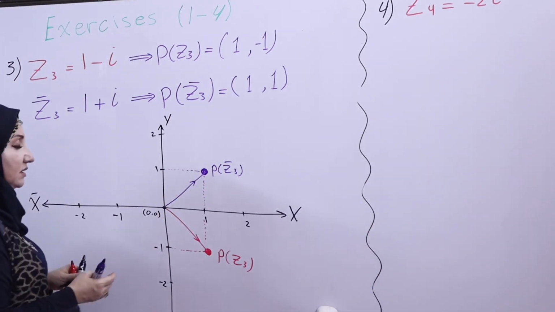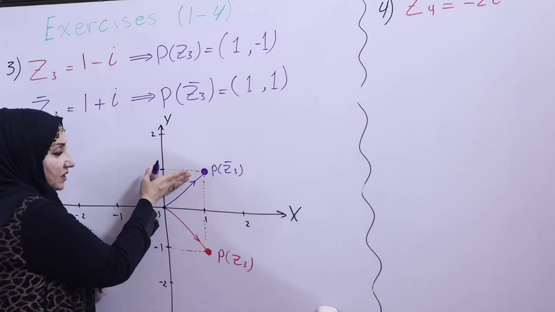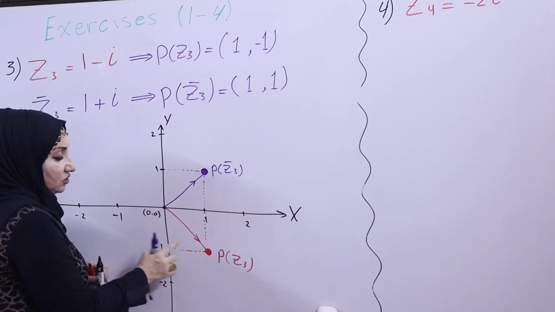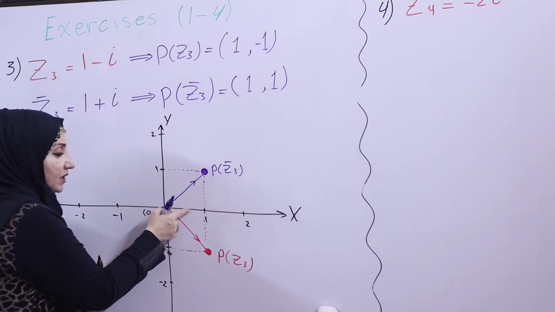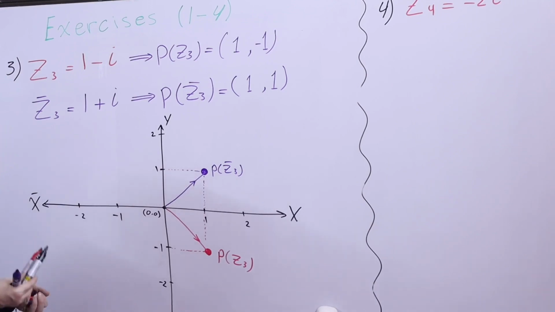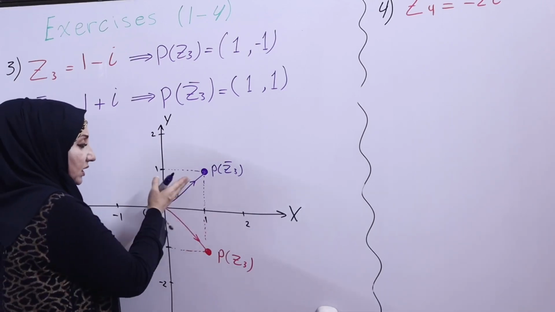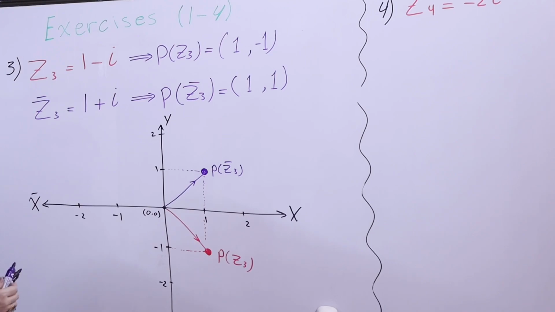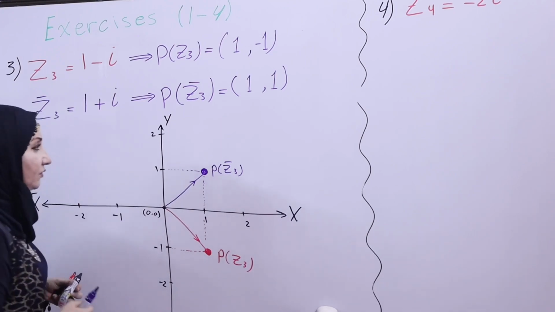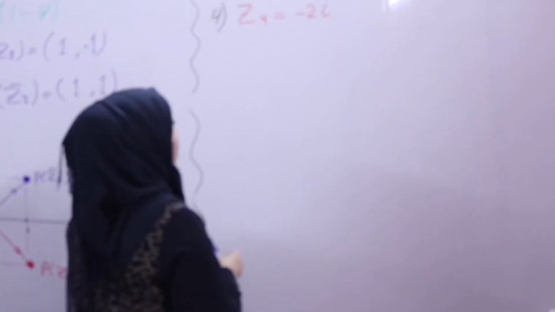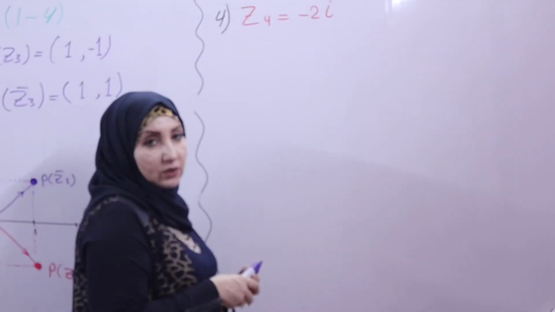So this is the Argand shape for the conjugate of Z3. We see that the Argand shape for the conjugate of Z3 is the reflection of the Argand shape of the complex number on the x-axis. So here we finish the representation of section 3. Now we will go to section 4 of question 2.